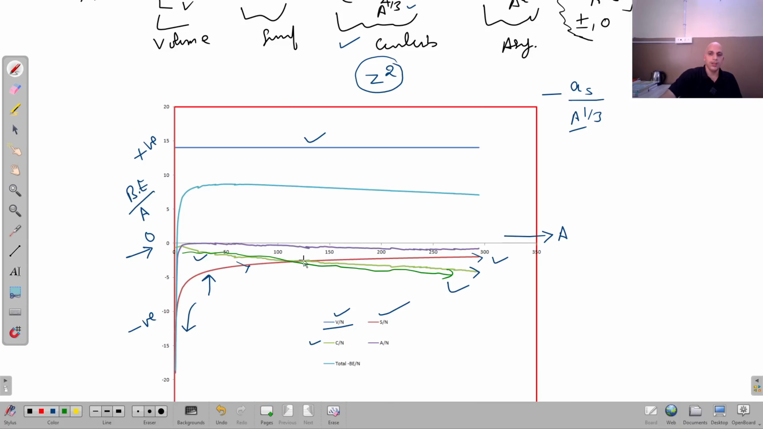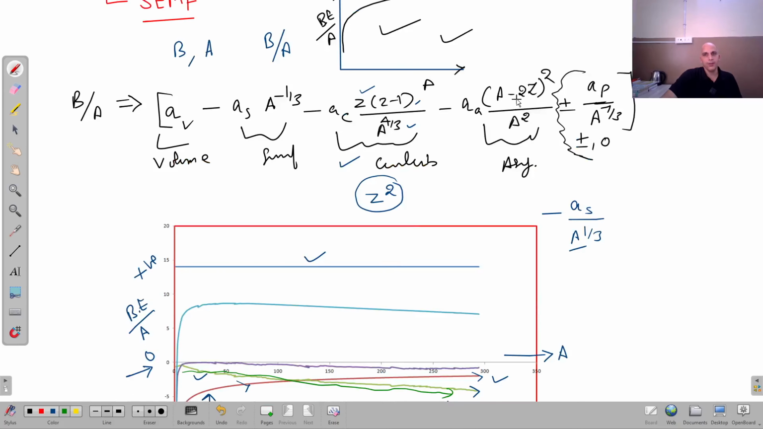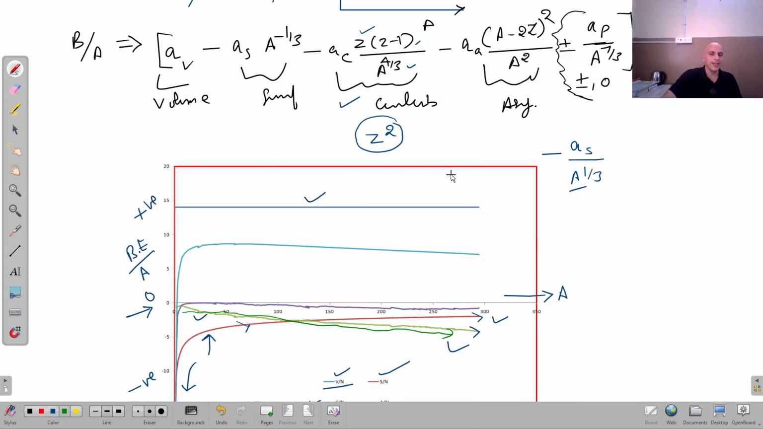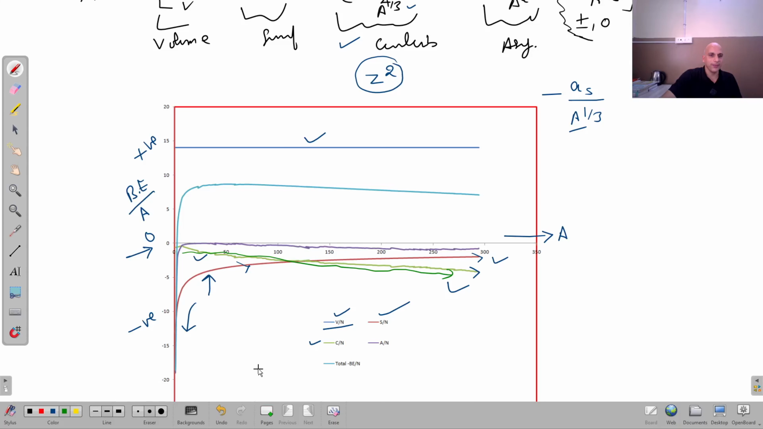Now I am going to the next one, that is the asymmetry energy term. So again, the same thing. We have A square in the denominator, right? But we have A minus 2Z whole square in the numerator. So again, what will be the effect? The effect will be the same. We have an asymmetry energy term, this one, right? So this is the asymmetry energy term, right?